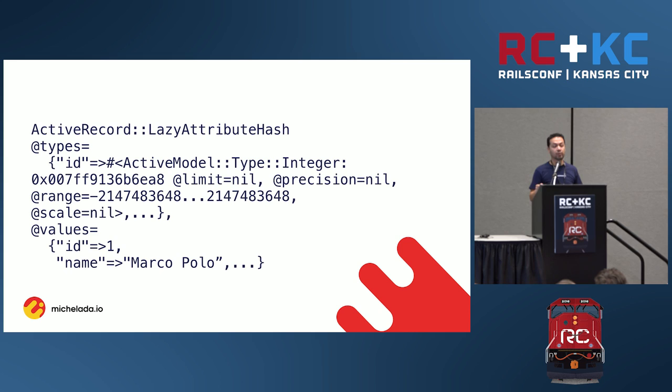And also we have the values. The values is where we are actually holding the data as it comes from the database. There is no transformation here. There is nothing that we have made to the data yet. It's just the raw data that we get from the database.